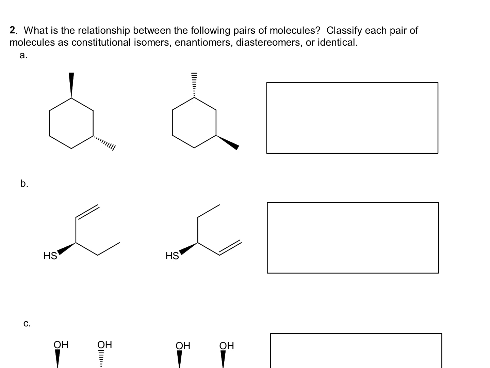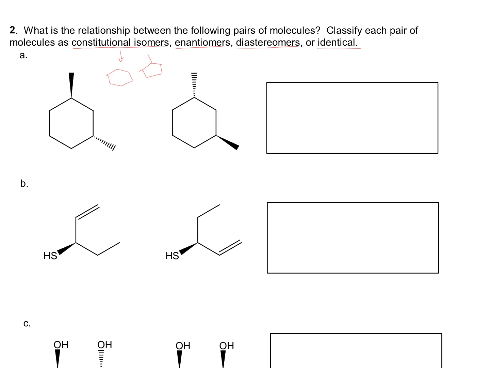All right, on problem 2, we are supposed to determine the relationship between each of the following pairs of molecules. So we're going to classify them as constitutional isomers, enantiomers, diastereomers, or identical. So just a quick recap. A constitutional isomer means the same molecular formula but arranged differently. So here is an example of a constitutional isomer, cyclohexane versus methylcyclopentane.